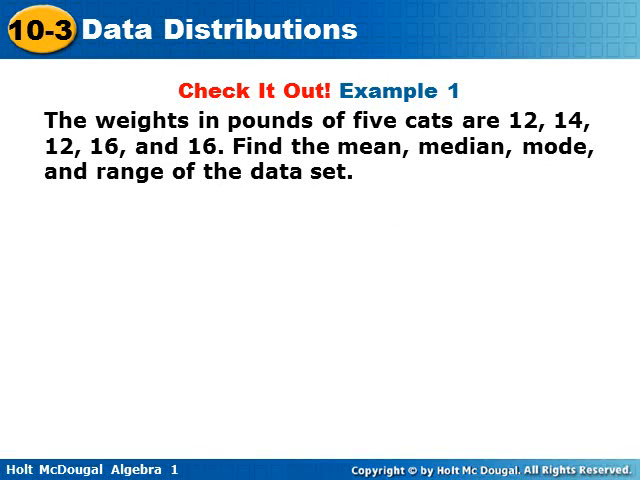The weights in pounds of 5 cats are 12, 14, 12, 16, and 16. Find the mean, median, mode, and range of the data set. This one's for you to try on your own, and then you can check back for your answer.